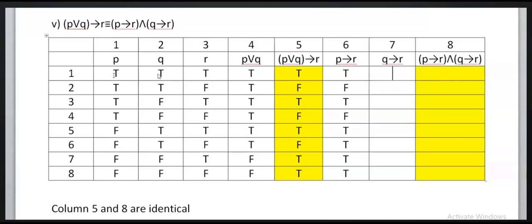Q implies R. That is T implies T is true. T implies F is F. F implies T is true. F implies F. It is true. T implies T is true. T implies F is F. Now next is AND between these two. If both of them are true, then it is true. True, false, true, false, again true, false, again true, and again true. Now see this. 5th and 8th are identical.